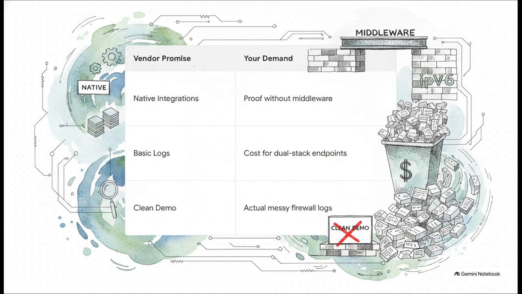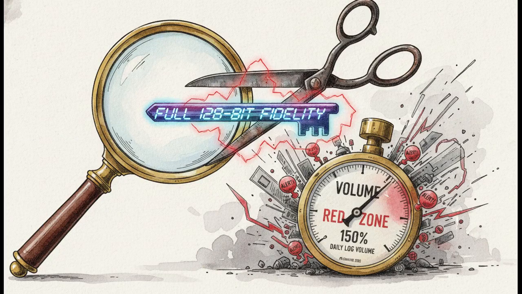And whatever you do, refuse their clean, sanitized demo data. Demand that they process your actual, messy, high-volume firewall and Okta logs. Take these exact questions into your meetings. Ask them point blank. Do you preserve full 128-bit IPv6 address fidelity, or are you just truncating it?